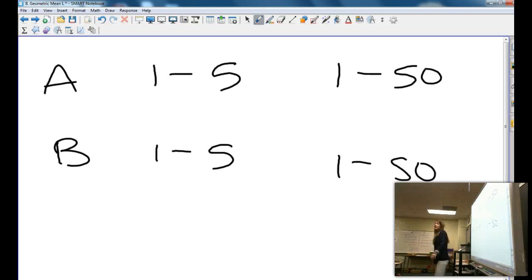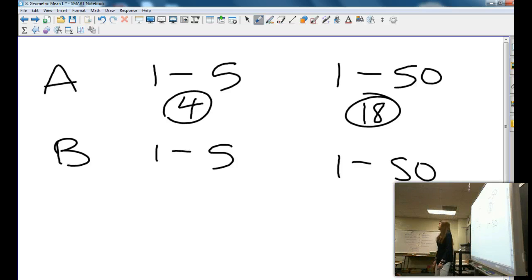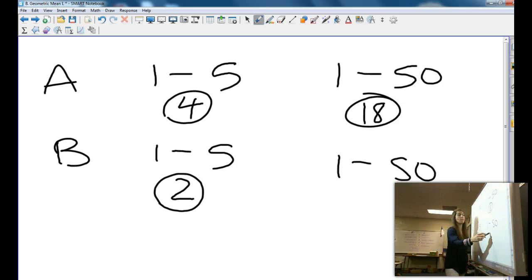Anyways, so let's say company A got a score of 4 for the environment, but their employees weren't very happy, so they got, I don't know, 18 for employee happiness. And then this company got a score of 2, they're not very good to the environment, but their employees love being there, so they got a score of 48.